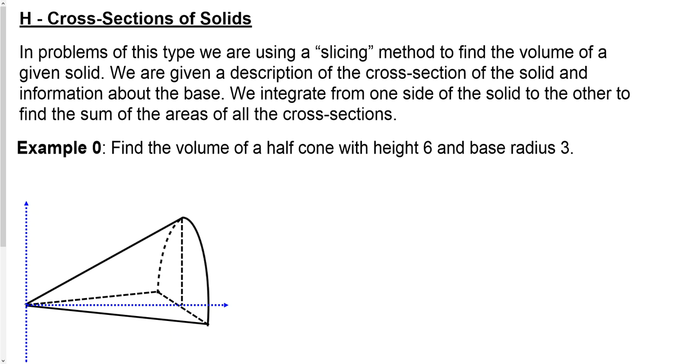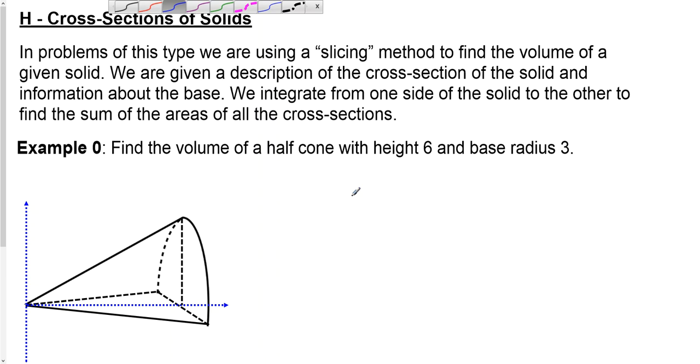Then we integrate from one side of the solid to the other to find the sum of the areas of all of these cross sections. By adding up the areas of all of these cross sections, we get the total volume of our shape or figure. So we're going to look at an example here, and I'm calling this example 0 because this is not the typical example that you're going to see for this kind of problem, but I think it helps to illustrate how the method we're going to be using works.